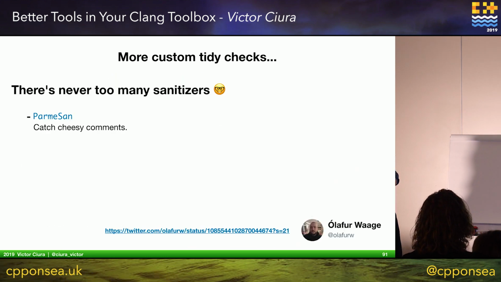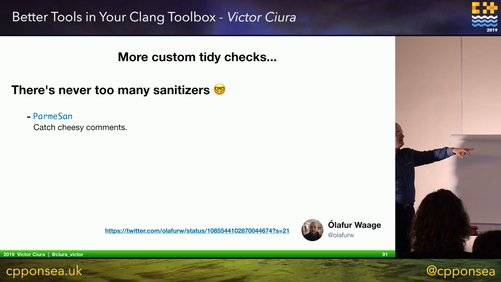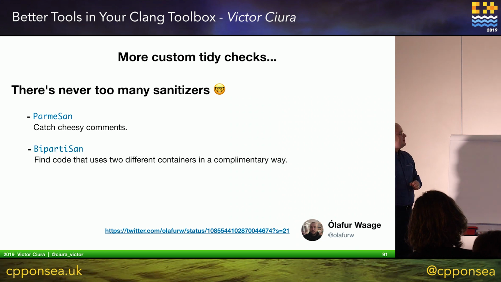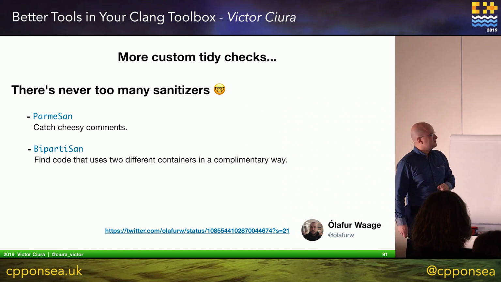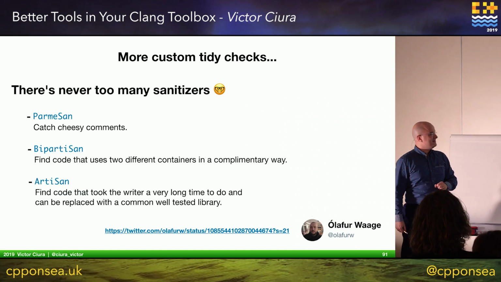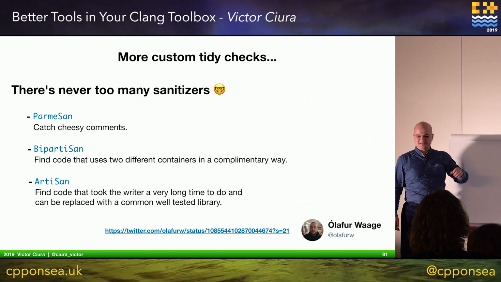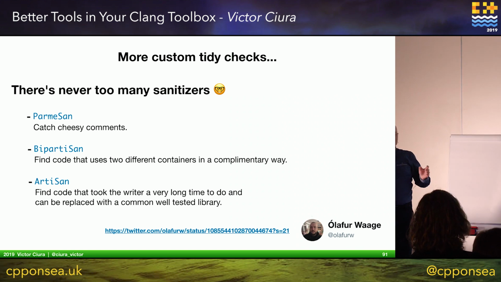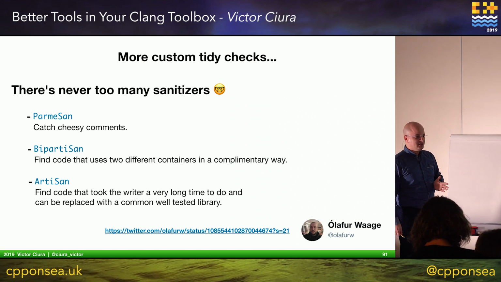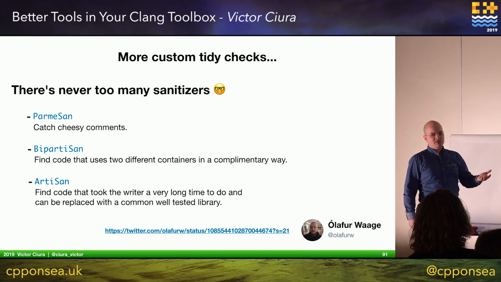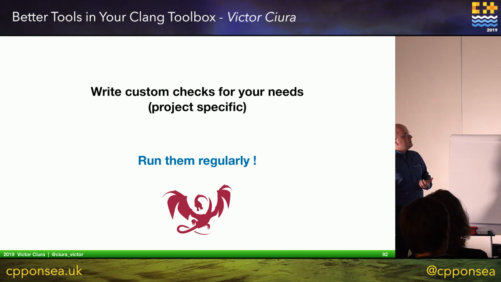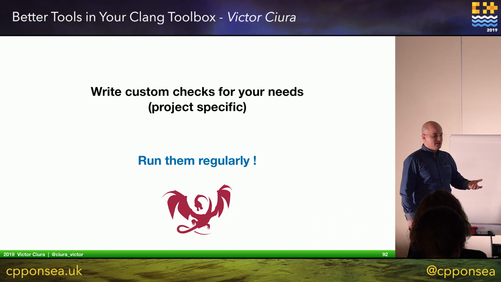You can write fancy checks, like Olaf, who is present at this conference, as a tweet. You can write Parmesan, which catches cheesy comments; bipartisan, which finds code that uses two different containers in a complementary way; or artisan, which finds code that took the writer a very long time to do and can be replaced with a library function. So you can get very fancy with your checks and do very specific project-oriented checks. Some of them have reuse value, some of them may be throwaway, kind of one-offs. But do write your own checks and run them regularly.